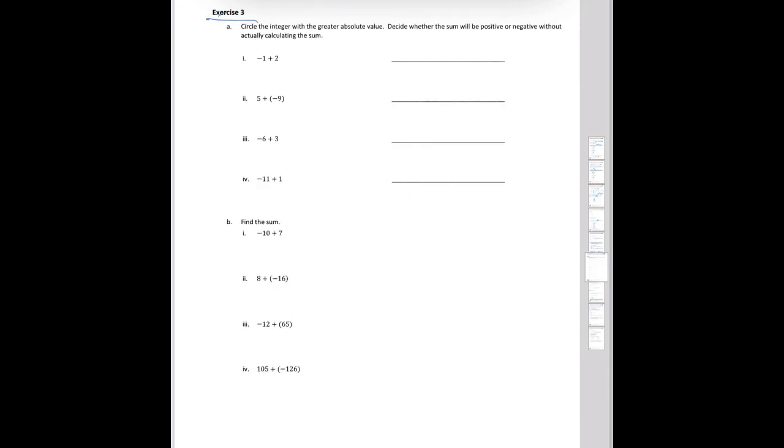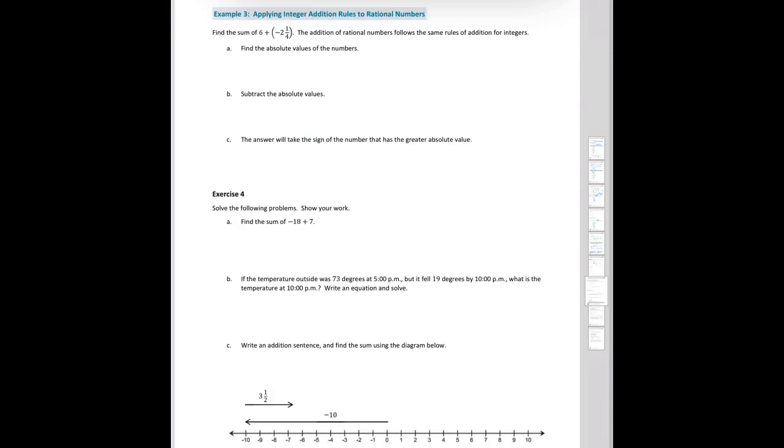You will work on exercise 3 by yourselves. Here again, you are not solving these, you are just deciding if it will be positive or negative. These you will solve. Then here you're just going to continue practicing and make sure you are paying attention to this. The rules still apply to rational numbers, so even if there's a fraction or a decimal, the rules still apply.